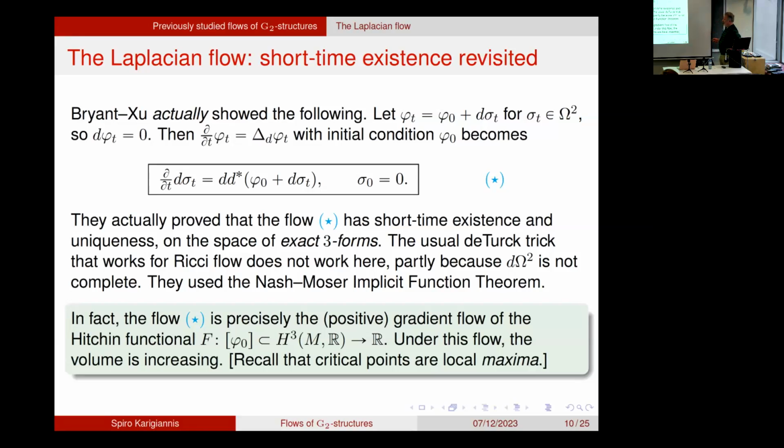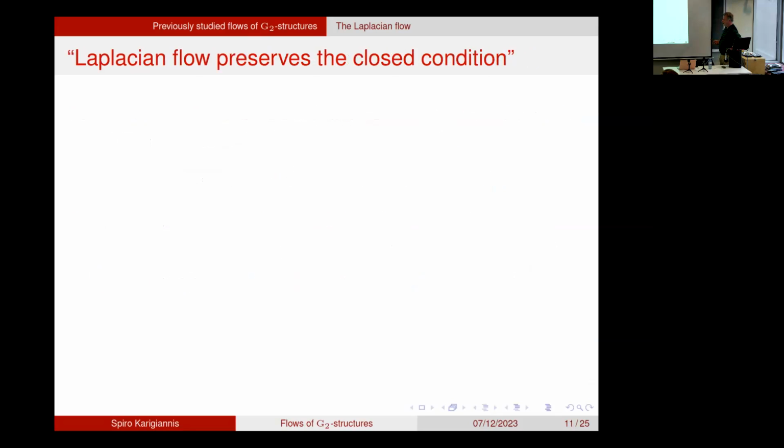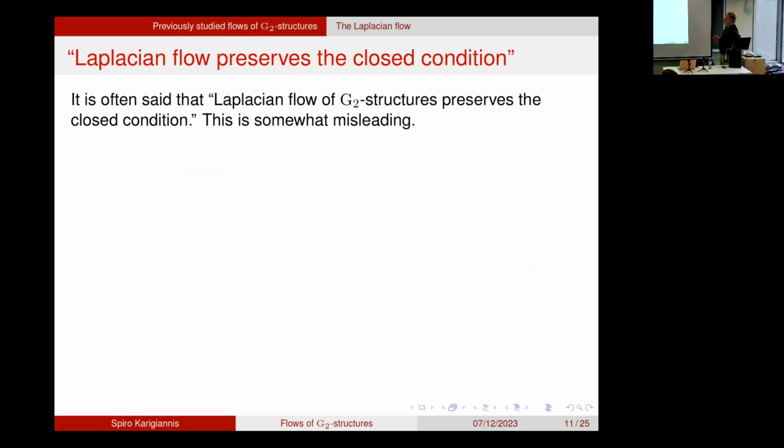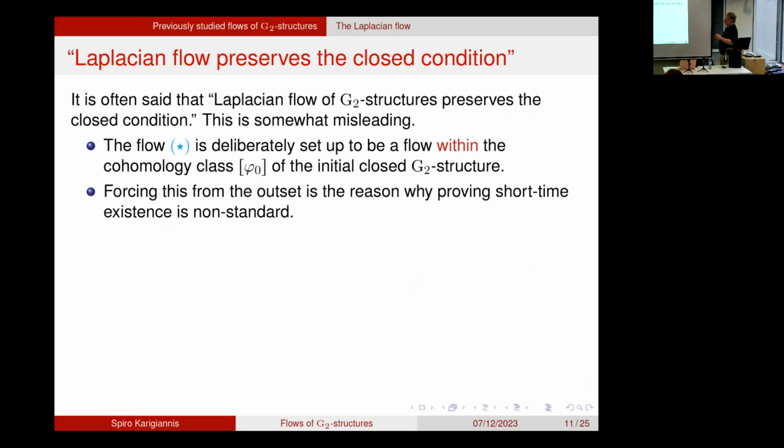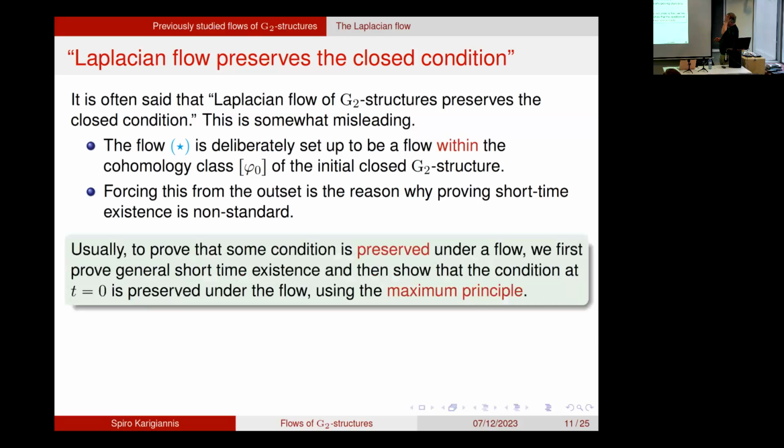Okay. And in fact, this flow is the positive gradient flow of the Hitchin functional. Remember the critical points were local maxima, so you have to flow uphill, and you can show that in some precise sense this is a positive gradient flow. But you'll often hear it said that Laplacian flow of G2 structures preserves the closed condition, but it's not really accurate to say that. What this flow that they proved has short-time existence for was deliberately set up to flow within a cohomology class. So by construction, it's going to preserve the closed condition. And this is one of the reasons, as I said, why proving short-time existence is a bit non-standard.